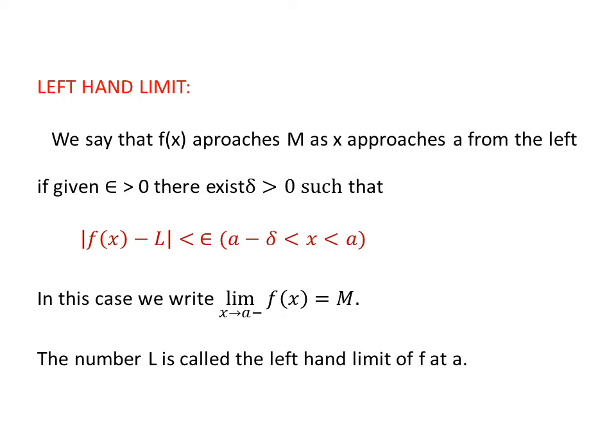Left hand limit: we say that f of x approaches L as x approaches a from the left, if given epsilon greater than 0, there exists delta greater than 0 such that modulus of f of x minus L is less than epsilon whenever a minus delta is less than x less than a. In this case, we write limit x tends to a minus of f of x equals L. The number L is called the left hand limit of f at a.